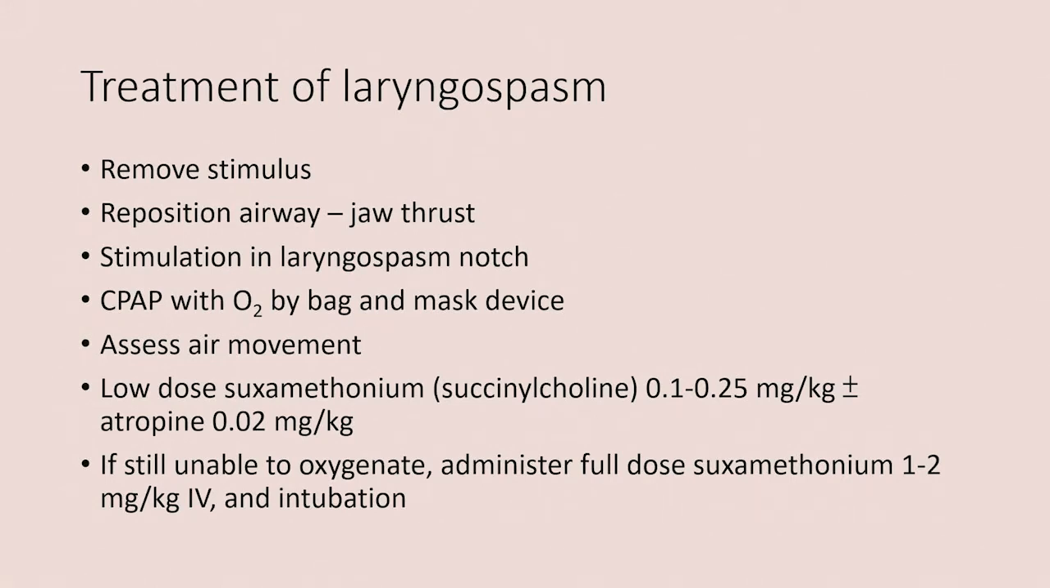Further actions include CPAP or positive pressure ventilation with bag and mask. We need to assess air movement during these procedures. If airway obstruction persists, then we can try a low-dose muscle relaxant like succinylcholine with or without atropine. If the airway obstruction still persists and we are unable to oxygenate the patient, then we may need to administer a full-dose muscle relaxant and then intubate the child.